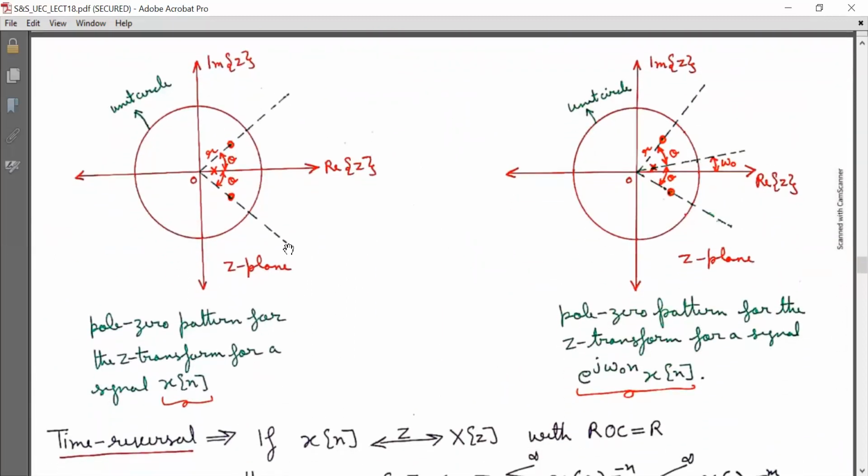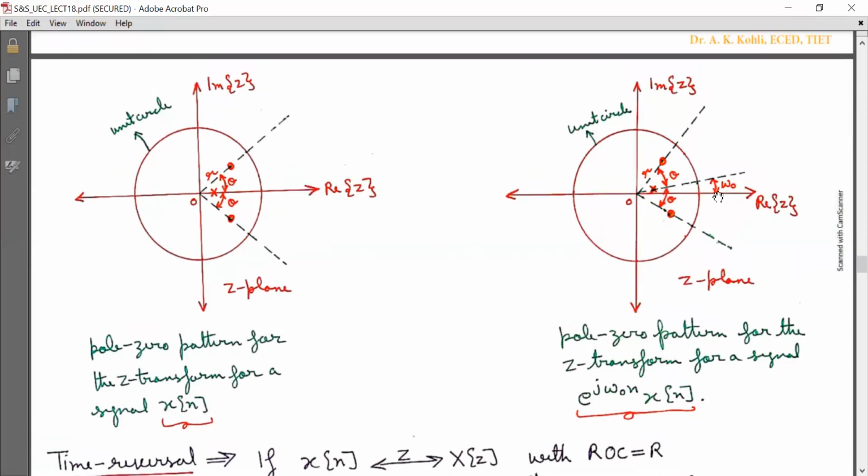Now look at this diagram. This is the pole zero pattern for the Z transform of a signal x[n] in the Z plane. Now look at this. This is a pole and these are zeros. Now this is the pole zero pattern for the Z transform for the signal e raised to power j omega naught times x[n].